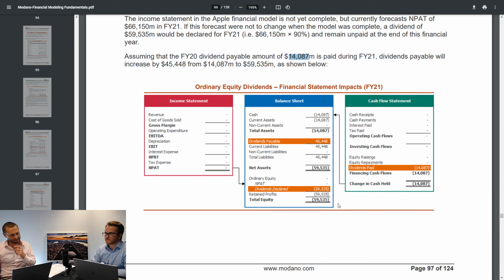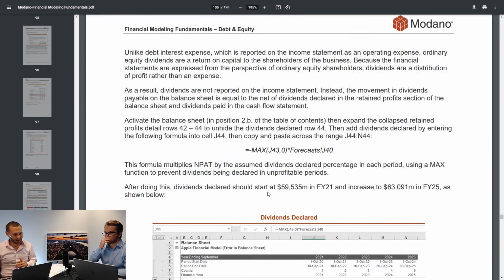Okay, so you'll see that's the relationship. Declaring dividends does not affect NPAT at all. If anything, the payment of dividends indirectly affects NPAT when you pay them because it reduces your cash, which would impact your income statement via, say, interest revenue. But again, it's indirect. Don't worry about it. Okay, so we need to go into our financial statements and record this now.